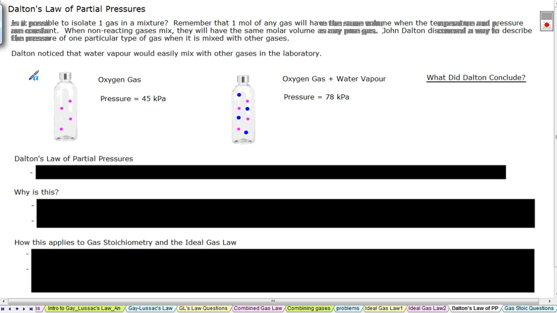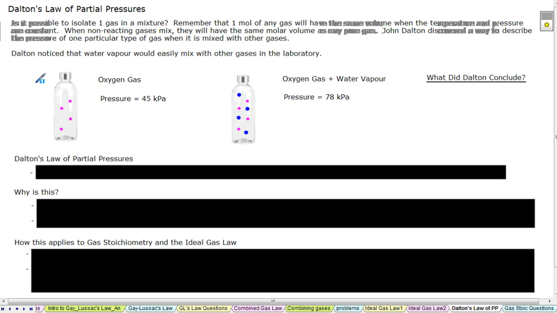So when Dalton was doing his experiments with different gases in a lab, he was experimenting with water vapor, sort of by accident, water vapor mixing in with the gases. He wondered if it was possible to isolate one gas in a mixture, isolate certain properties of that gas. And we can remember that 1 mole of any gas will have the same volume when the temperature and pressure are constant. When we add non-reacting gases, they will have the same molar volume as a pure gas.